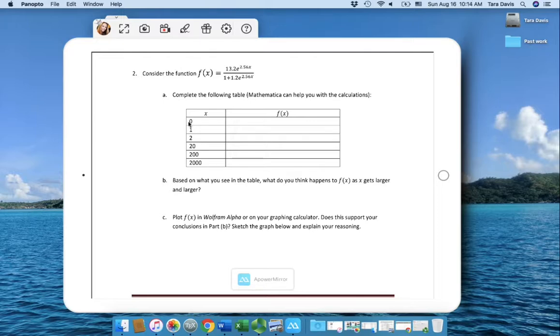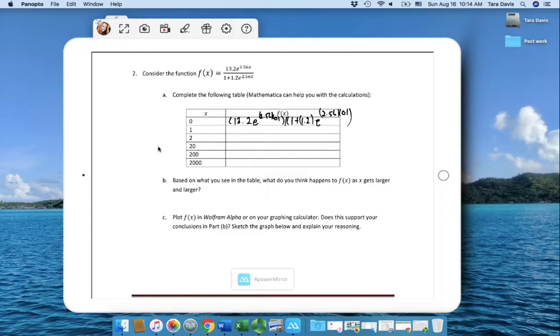So we start with a pretty small number like 0, 1, and 2. It's almost not that relevant, but we're just looking for a pattern. We'll look at 20, 200, and 2,000 to see if we can figure anything out. So again, I'm going to be taking x equals 0 and plug it in everywhere. So make sure you understand. This is 13.2 e to the power 2.56 times 0, I put 0 in for x, all over 1 plus 1.2 times e to the 2.56 times 0.